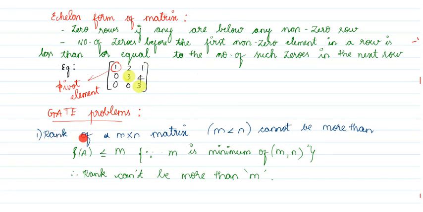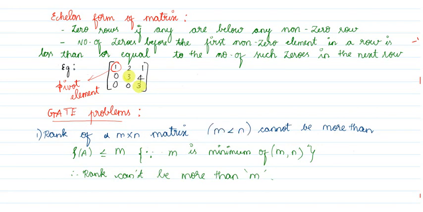And these are some of the GATE problems I have taken and solved for your sake. Given the rank of an m cross n matrix, where m is less than n, it cannot be more than, see, m is less than n. Okay, so which one is less?